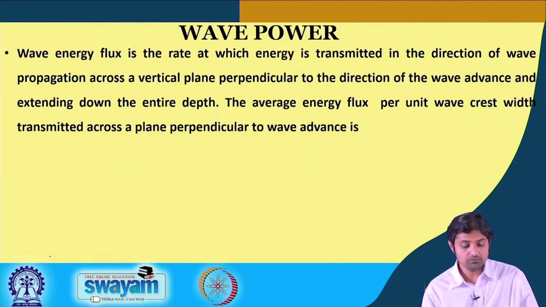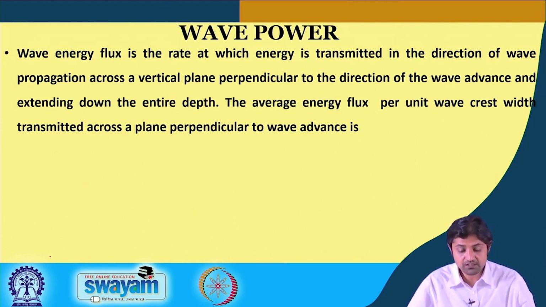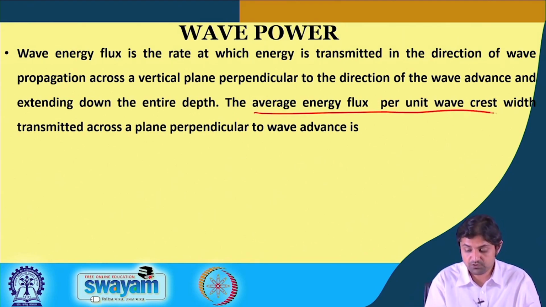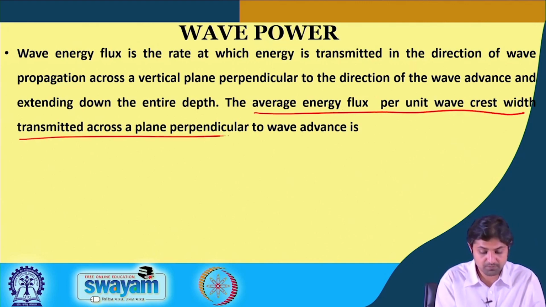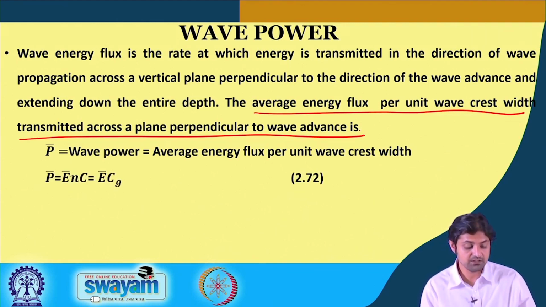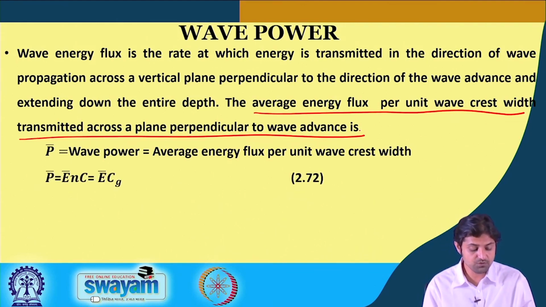So, now we have studied wave energy. It is very obvious that we study wave power. Wave energy flux is the rate at which energy is transmitted in the direction of wave propagation across a vertical plane perpendicular to the direction of wave advance and extending down the entire depth. So, the average energy flux per unit wave crest width transmitted across a plane perpendicular to the wave advance is wave power. And it is given as E into Cg.